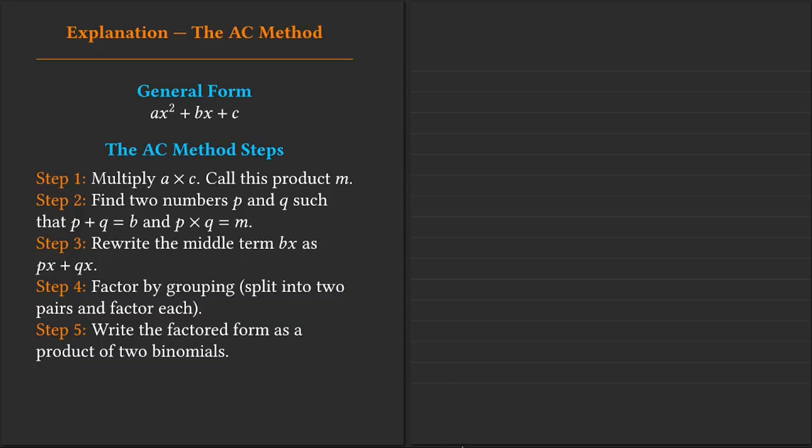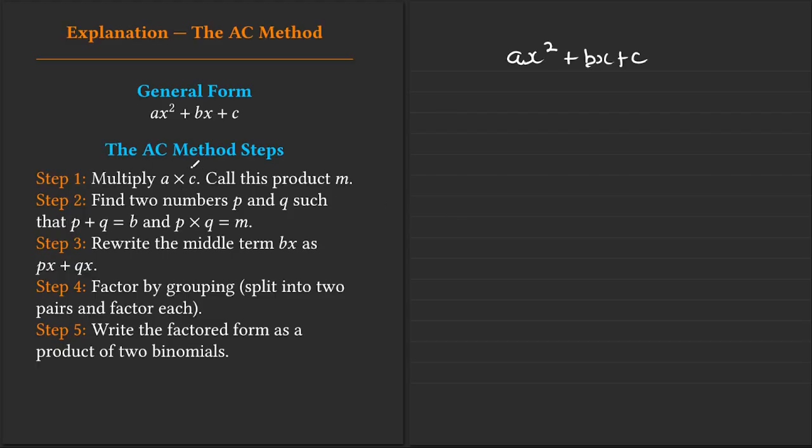So with all that said, let's look at the steps involved in the AC method. We know the general form of a quadratic equation is ax² plus bx plus c. So anytime you have a quadratic of this form, you take note of the value of your a, the value of your b, the value of your c. Now the AC method works best if the value of a is greater than 1. Nevertheless, if it is 1, it still works. So if you understand this, you can solve for when it is 1 or more.